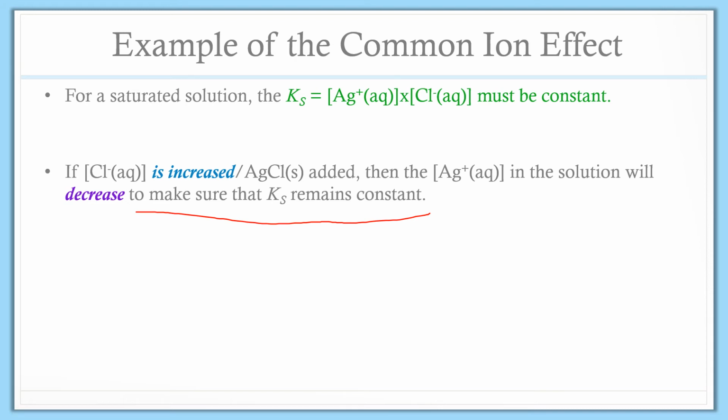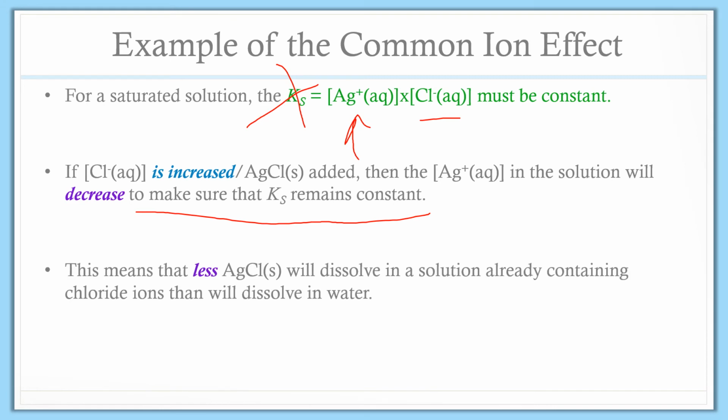K sub S is a constant. K sub S does not change. I want you to imagine K sub S being nailed down, made of stone, made of steel. K sub S does not change for a given thing. So if we change anything about the reaction, say for instance, changing the concentration of the chloride, we know that this is not going to change. So in order to keep that the same, this must change.